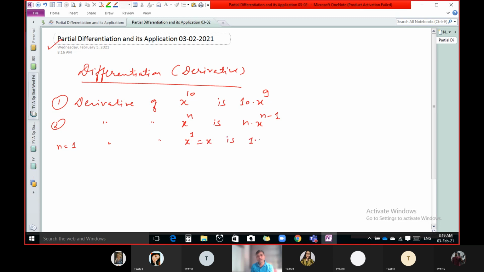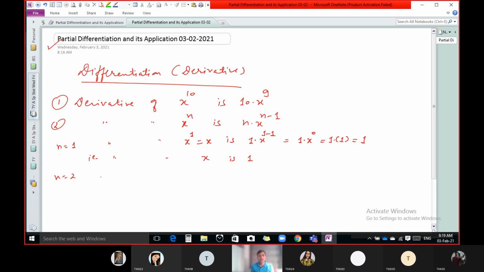So put n equal to 1. So it is 1 into x raised to 1 minus 1. That means 1 into x raised to 0. But anything raised to 0 is what? 1. So 1 into 1. So the answer is 1. That is, derivative of x is 1.